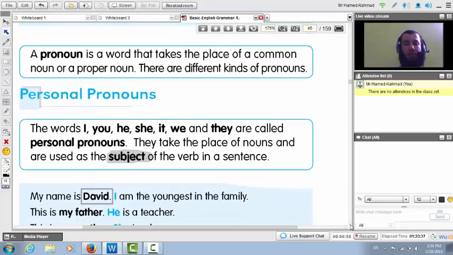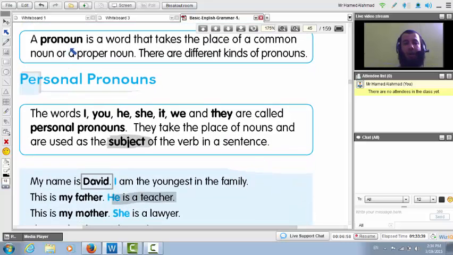First of all, what do you mean by a pronoun? A pronoun is a word that takes the place of a common noun or a proper noun. For example, instead of mentioning my name, I can say I am a teacher of English. Instead of saying, for example, Khalid is my friend, I can say he's my friend. And instead of mentioning a group of boys or girls, for example Khalid, Ahmed, and Saad, I can say they.